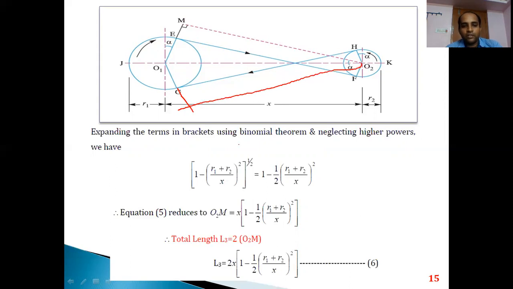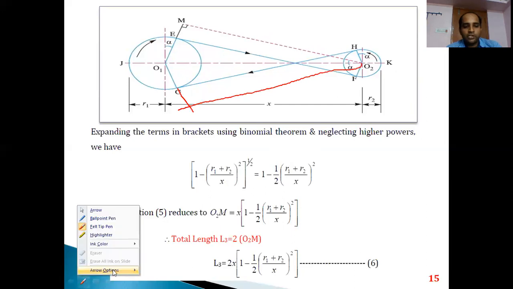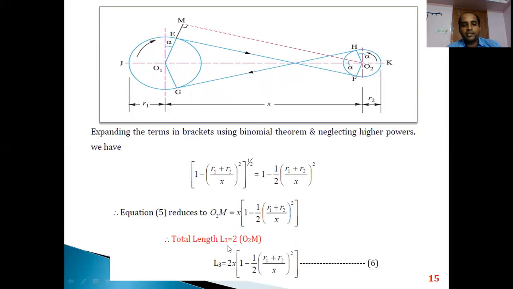So therefore, what I will do is directly double it by using the equation which we have got for O to M. So therefore, the total length L3 is nothing but twice of O to M. So the equation now becomes 2 of x times 1 minus 1 by 2, (r1 plus r2) whole square by x whole square. This is equation number 6.